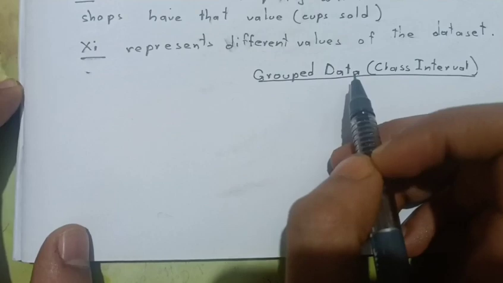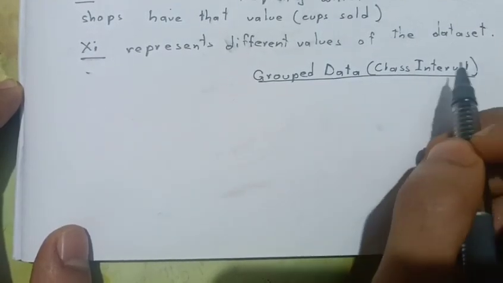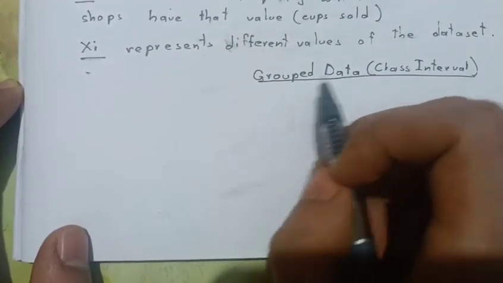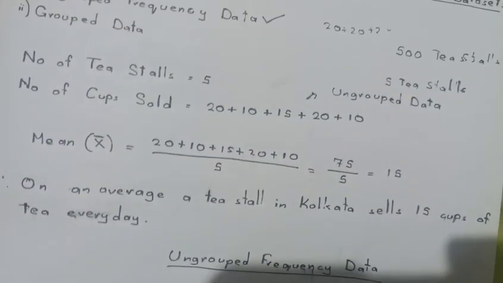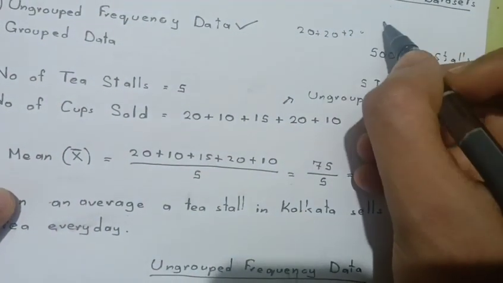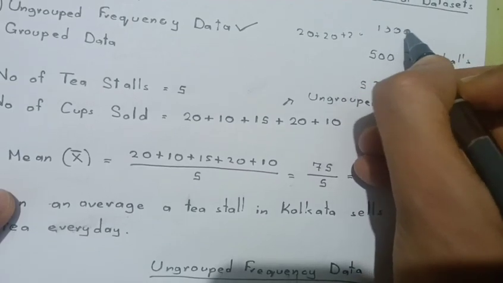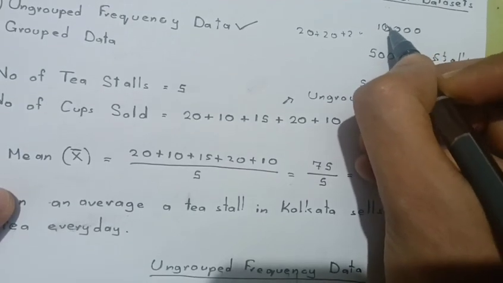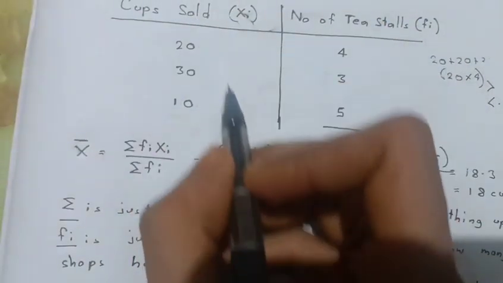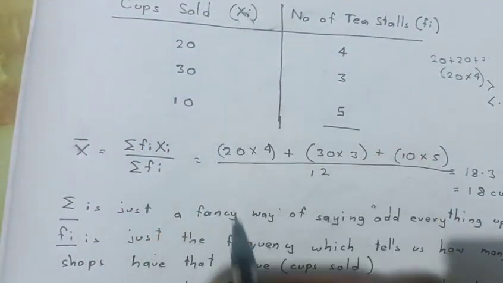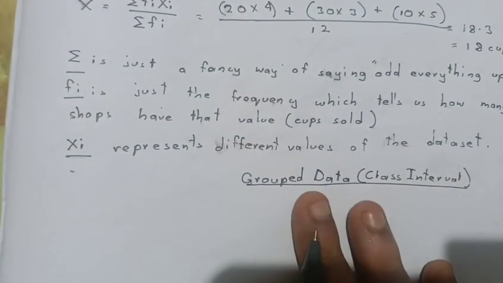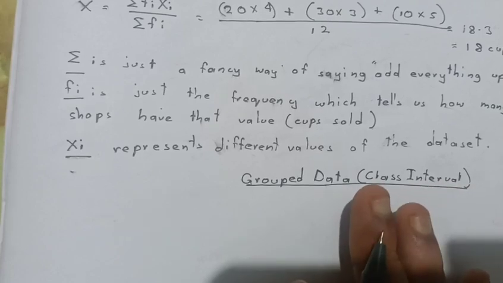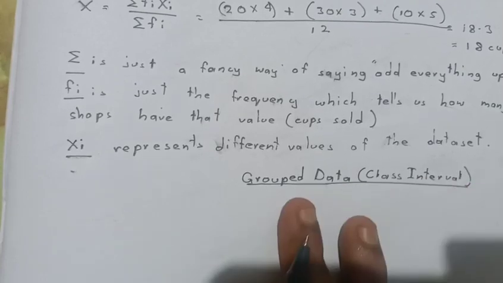Now, don't get confused by class interval. I will tell you what this means. Group data is normally used when we have, say, 500 tea stalls, but if we have 10,000 tea stalls, then it would have been much more difficult, as the data set would have become larger. That's why we have this concept called group data. How can we find the mean from group data?